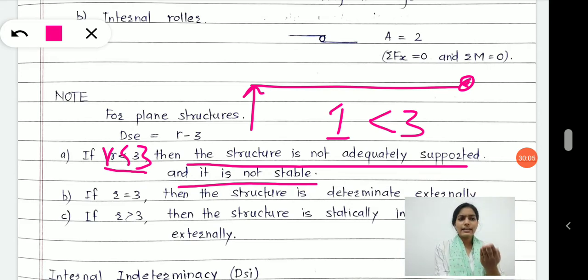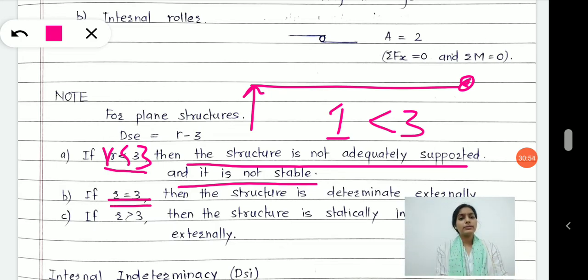It is not stable. As you can see, can you place one simple support and rest a beam upon it? It will fall down. Definitely you cannot rest it simply here. You have provided a simple support and you are trying to fix a beam upon it. No, it will fall down, right? But if you fixed it, it can stand in its position. It can stand straight, right? But if you provided simple support, it will fall down. That is why R tells us about the stability. R is telling us that if it is less than 3, then my structure is not adequately supported and it is unstable, right?